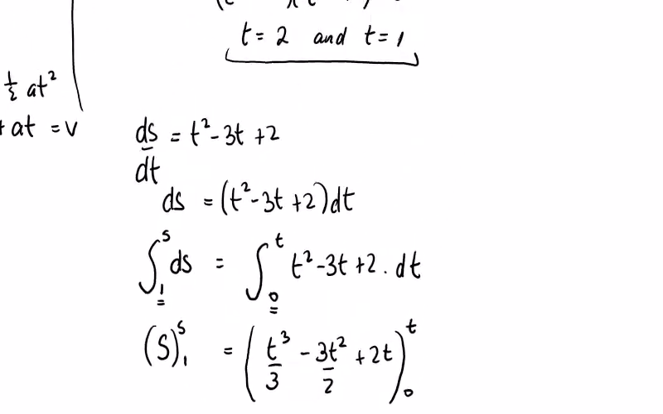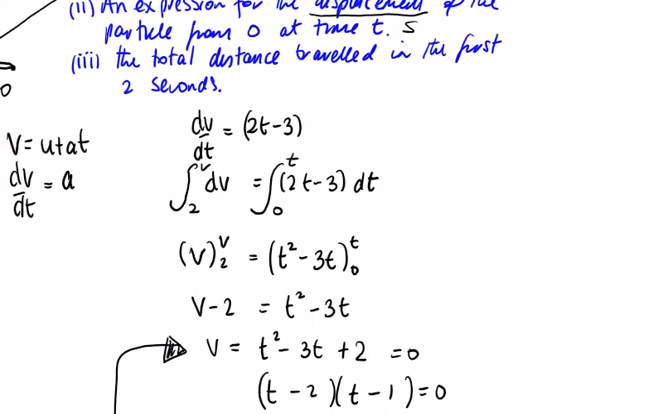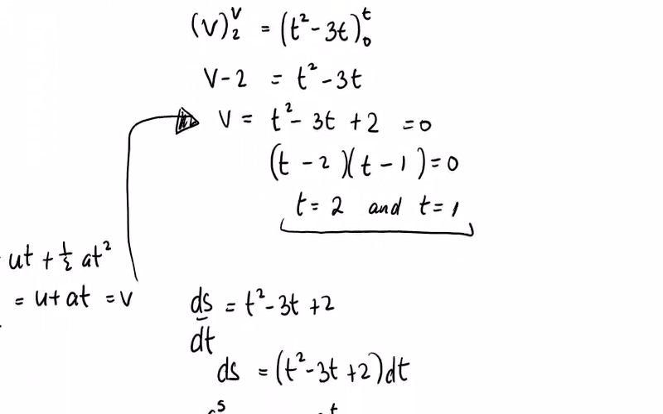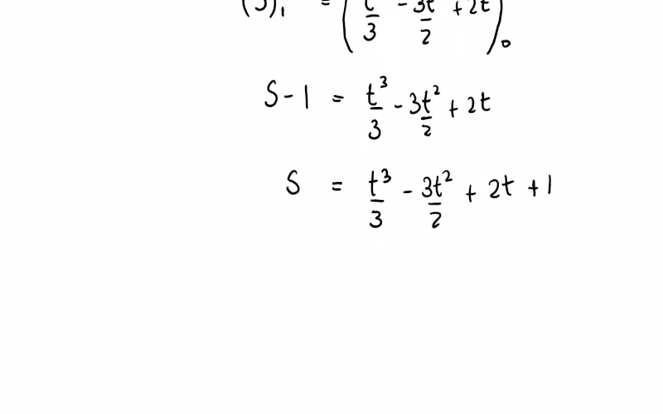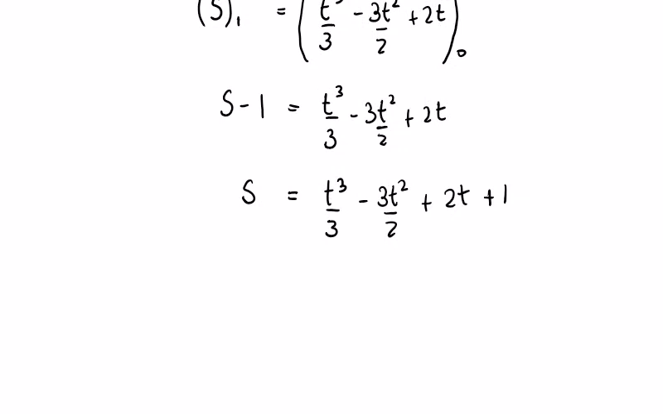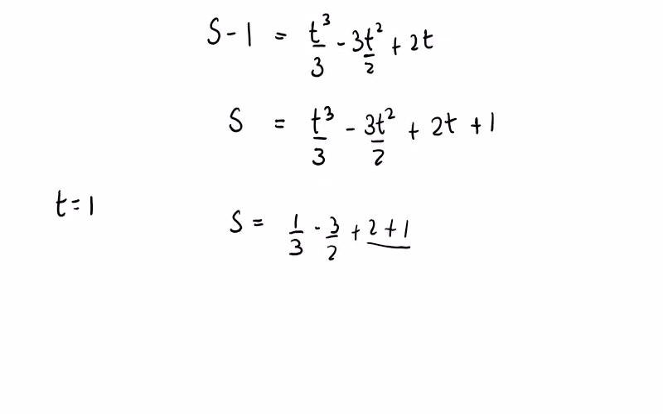Then in part 3, we're looking for the total distance traveled in the first 2 seconds. Because this changes direction, we're going to need to look at t equal to 1 first. When t is equal to 1, s is equal to 1 over 3 minus 3 over 2 plus 2 plus 1, which is 1.5 plus a third, 3 over 2 plus 1 over 3, which is equal to 9 over 6 plus 2 over 6, so 11 over 6.